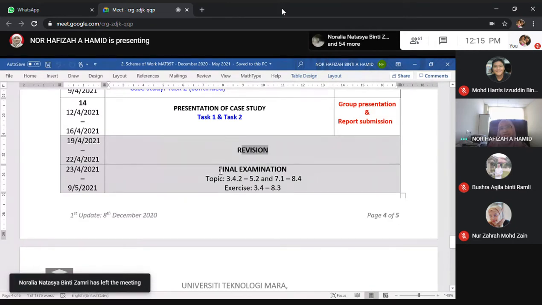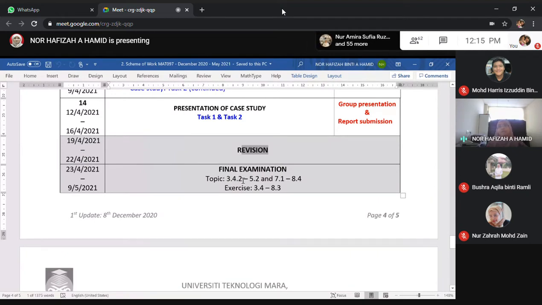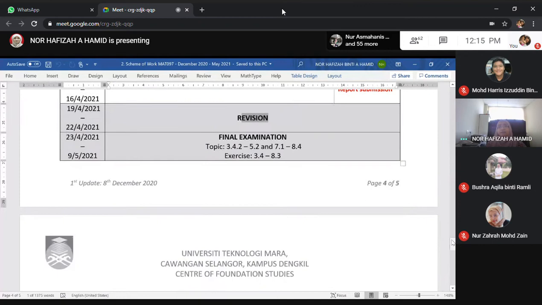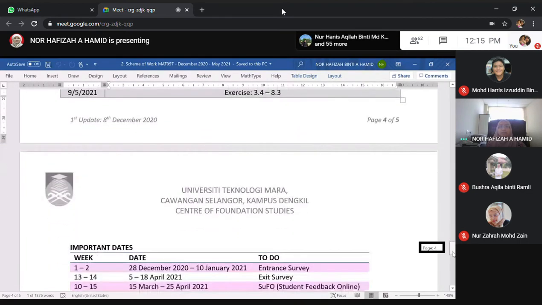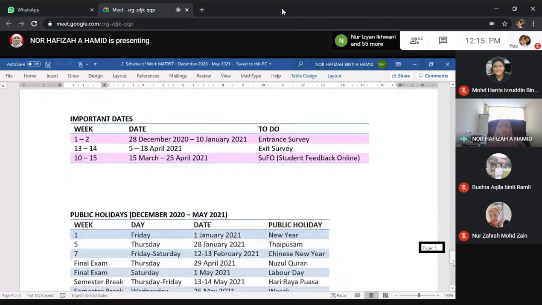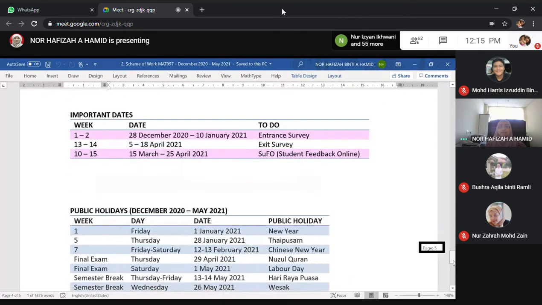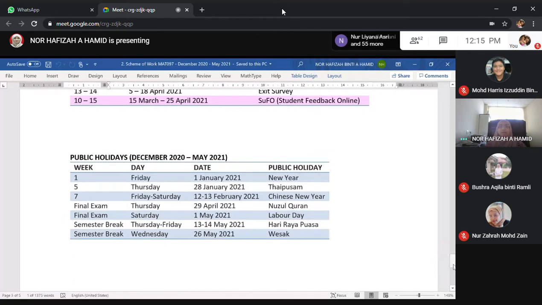The final exam starts from topic 3.4.2. So the topics continue from the test earlier. So 3.4.2 until 5.2, and chapter 7 and chapter 8. For exercises, it covers from exercise 3.4 until exercise 8.3. Okay, so these are the important dates. And this one is the list of the public holidays.